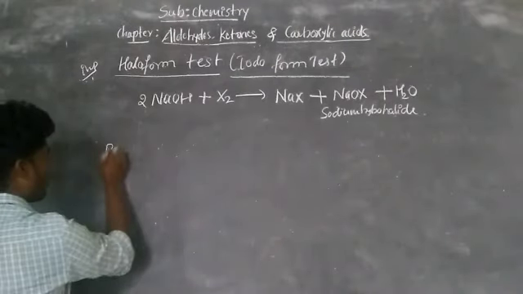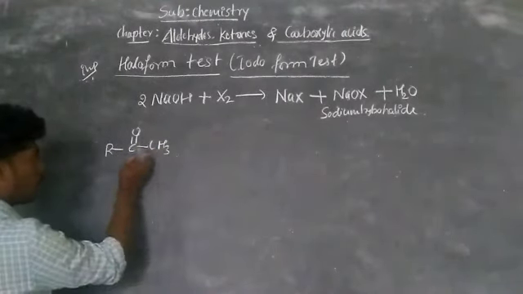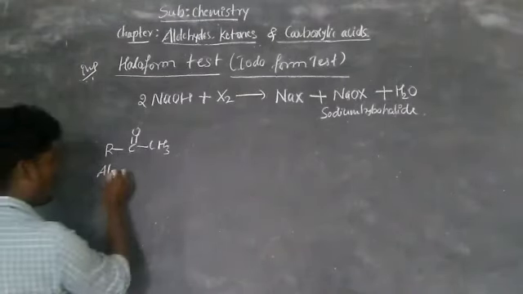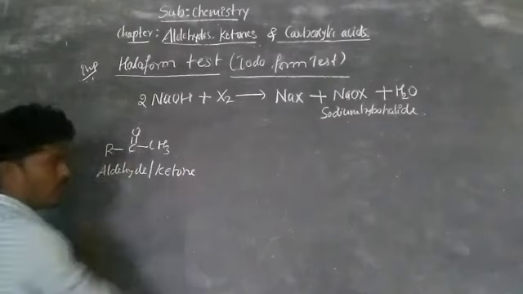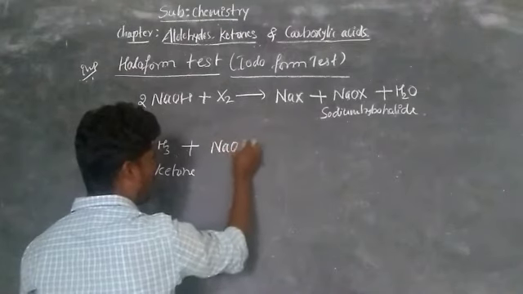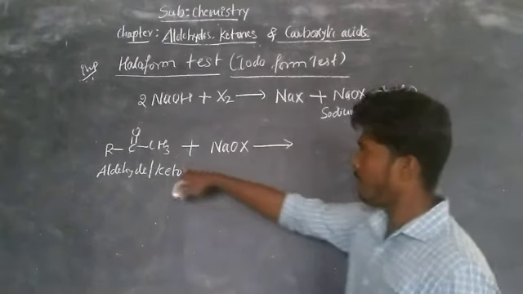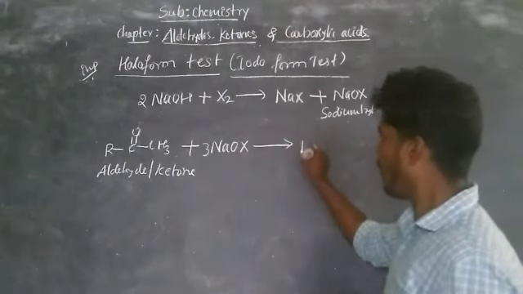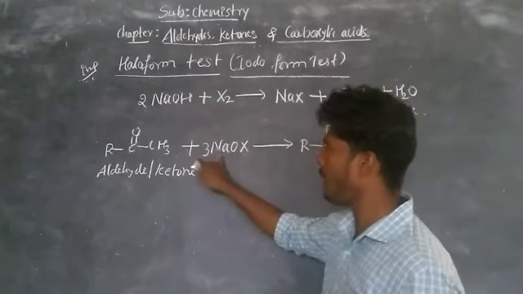Now observe the compound R-C(=O)-CH3. This is an aldehyde or ketone that should contain at least one methyl group directly attached to the C=O group. That depends on R. This is treated with NaOX, sodium hypohalide. Here there are 3 hydrogens, so take 3 molecules of NaOH. In place of the 3 hydrogens, write these 3.